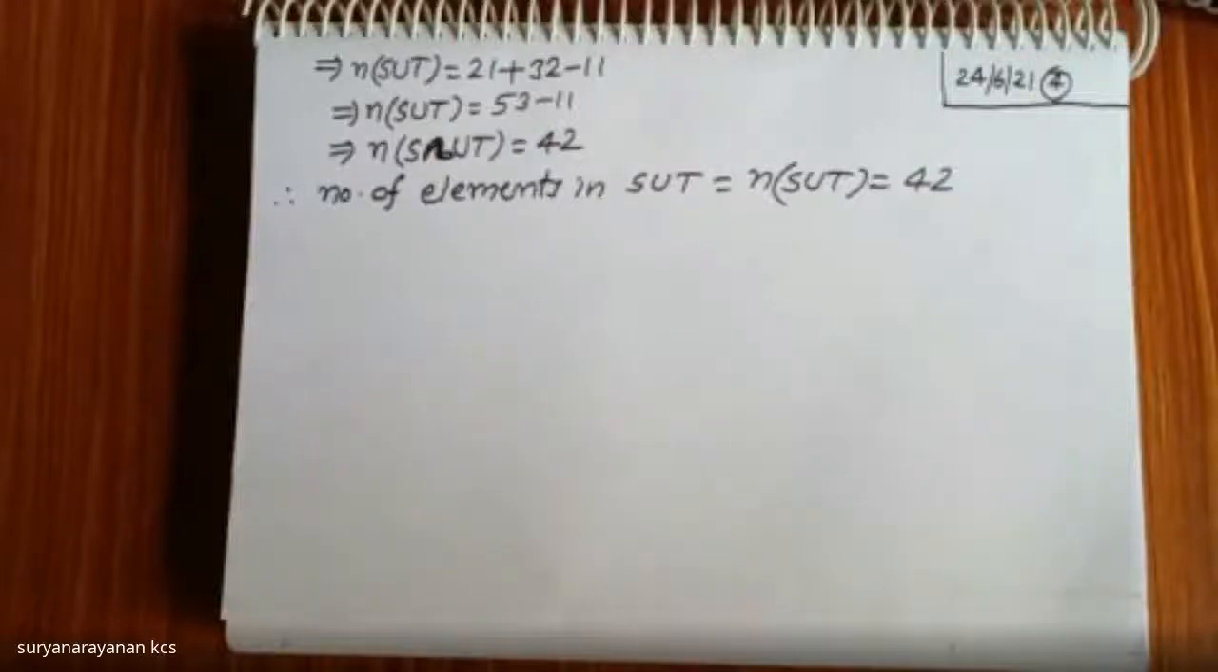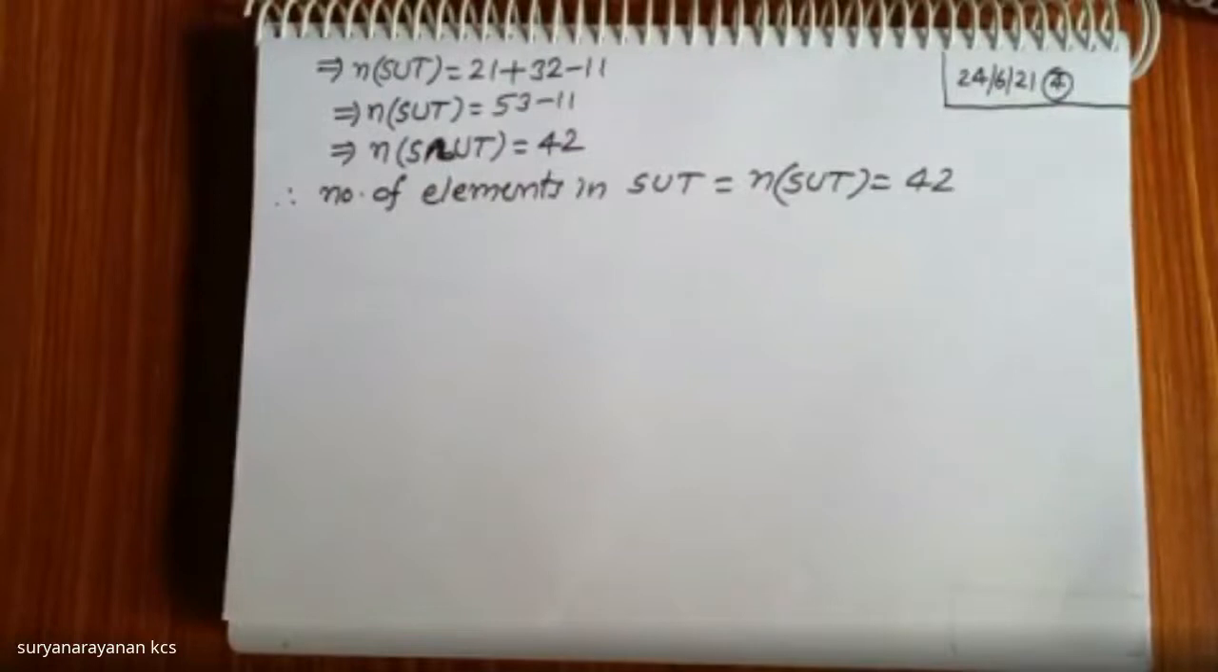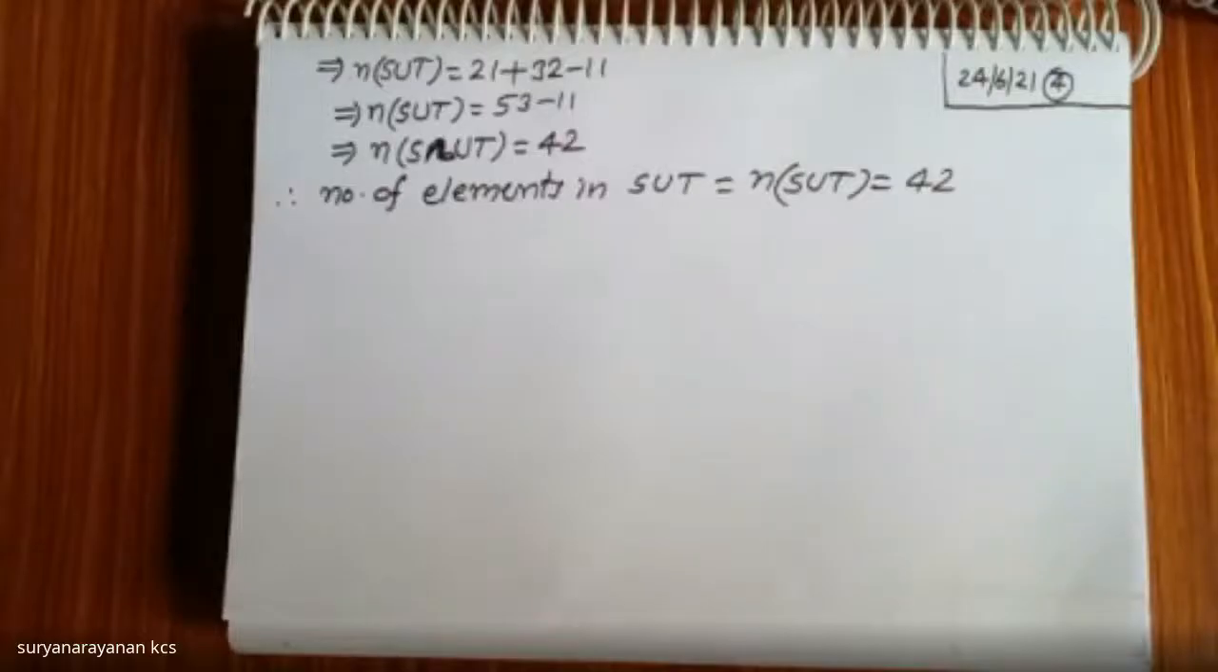N of A union B? Any one of you, can you tell me the formula for N of A union B is equal to? Sir, N of A union B is equal to N of A plus N of B minus N of A intersection B. Yes, my dear Ria, thank you.